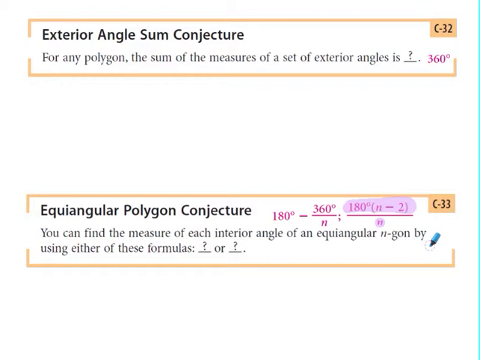The first formula is nothing more than what you get if you simplify the second formula by distributing and then dividing by n. So that's where the first formula comes from. Basically, if you just find the sum of all the interior angles by the formula we used on Friday, and then divide it by the number of sides or the number of angles, that will give you what each one is individually.